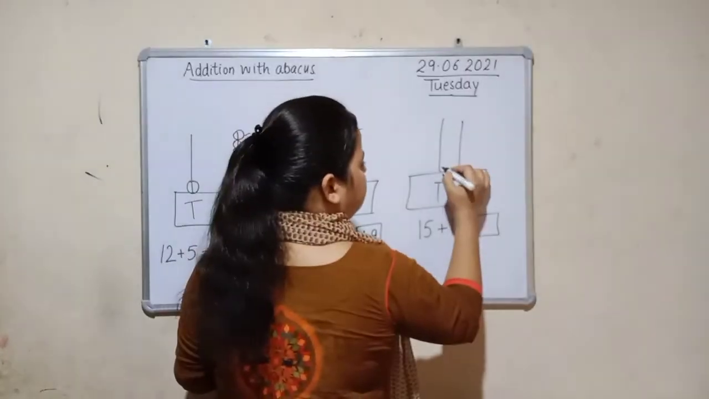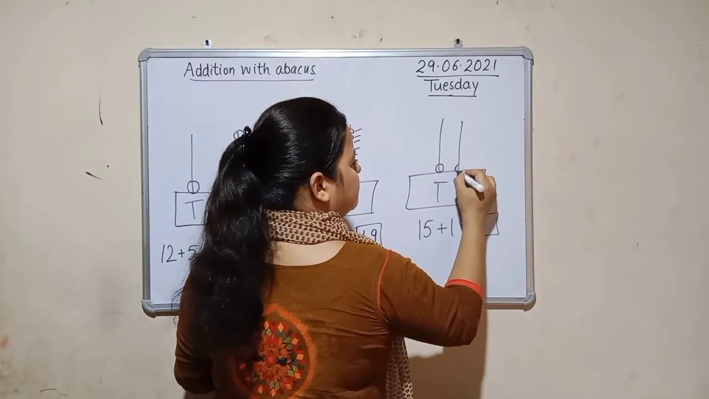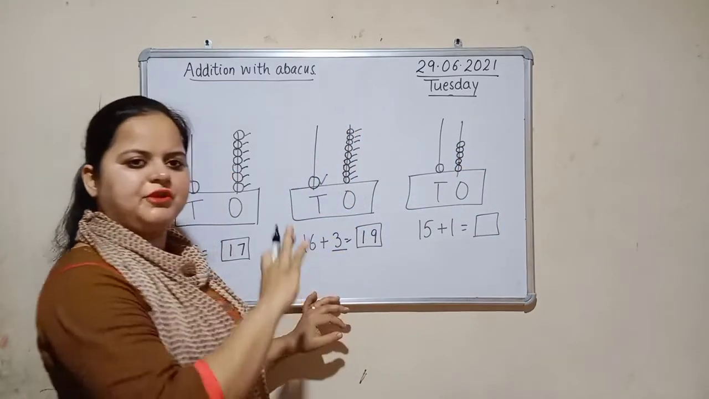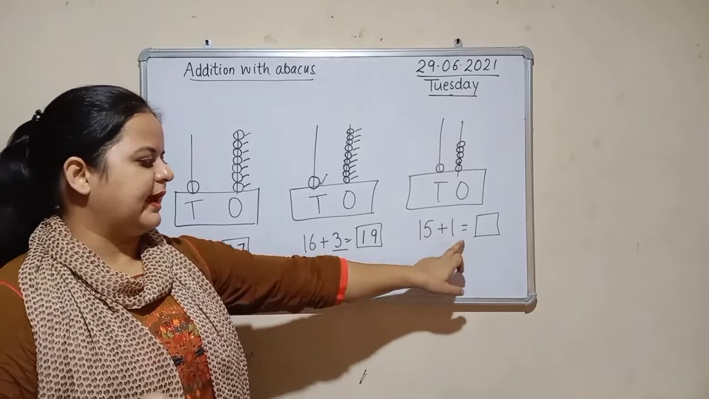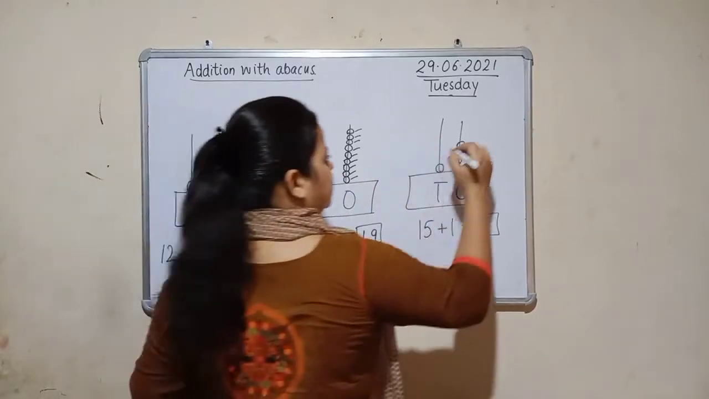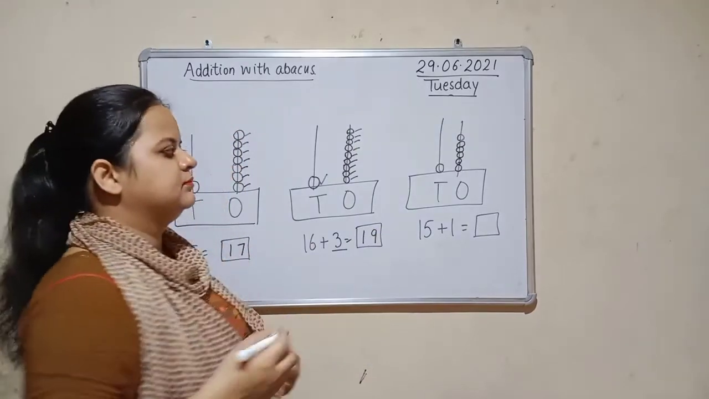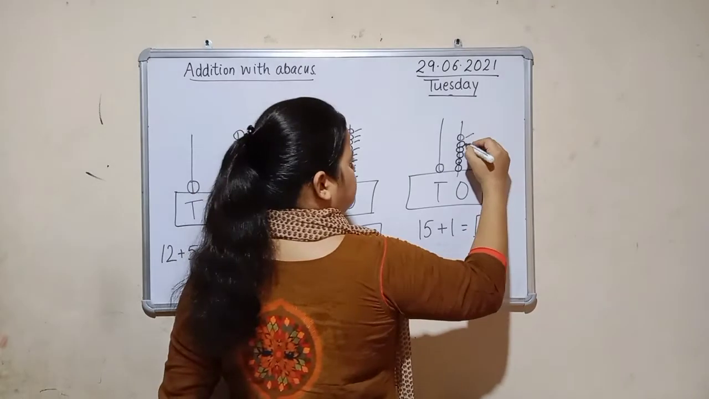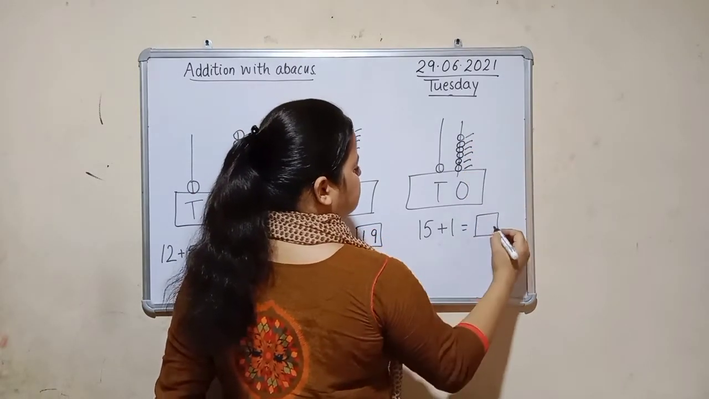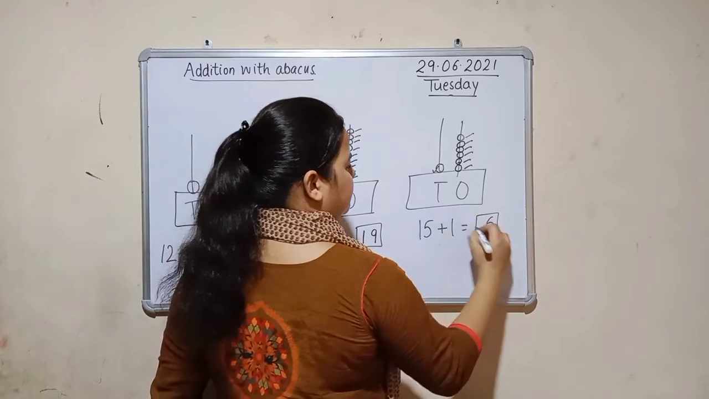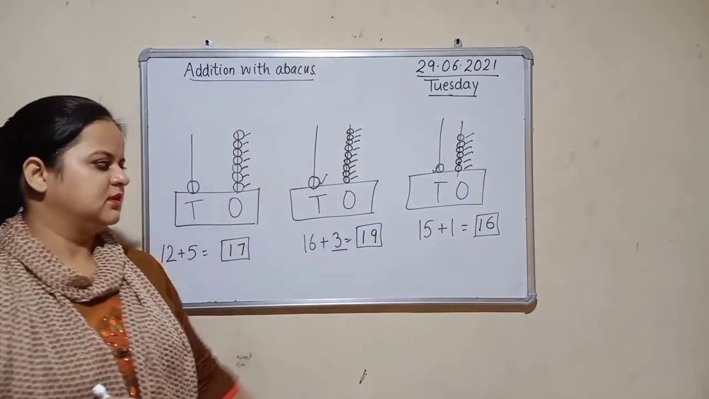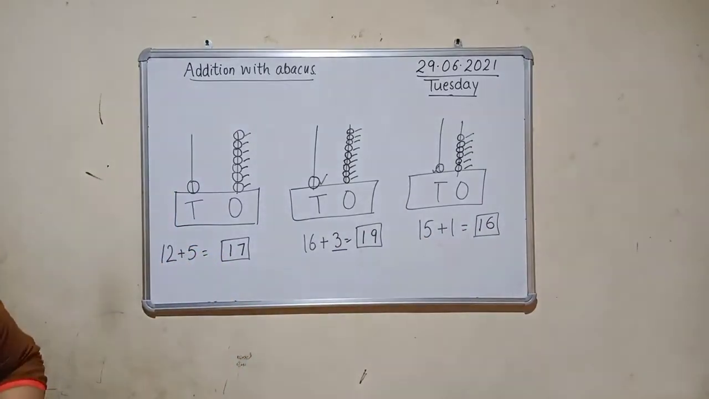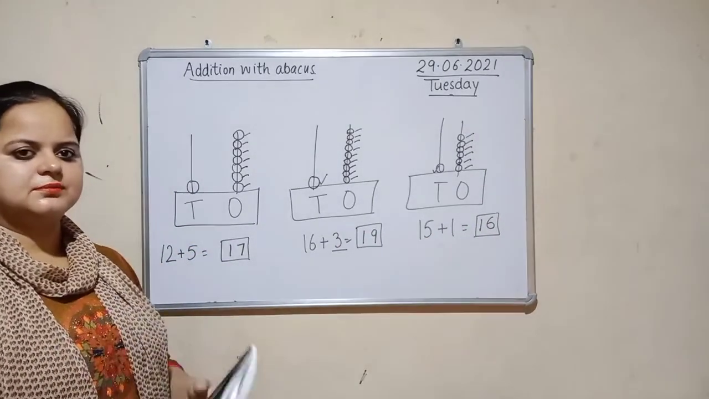So first of all we will make 15. 1, 1, 2, 3, 4, 5. This is 15 and we will add number 1 on ones place here like this. And now we have to count them. 1, 2, 3, 4, 5, 6. 6 on ones place and only 1 on tens place. 15 plus 1, 16. I hope you all have done.